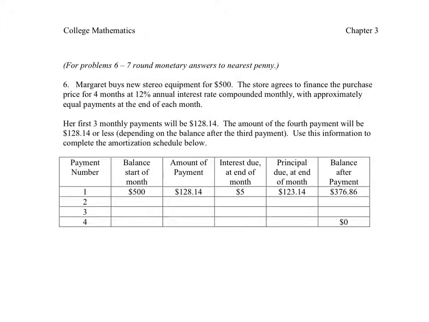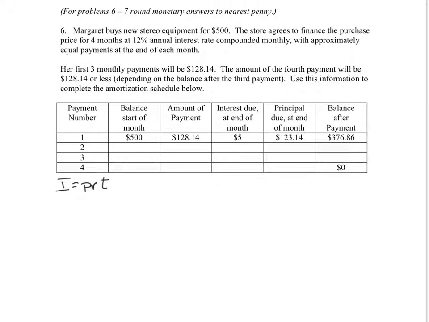It's all based on this little formula we used earlier in Chapter 3. I equals P times R times T. So let me show you, since this first line is already filled out, where these numbers came from. At the start of the month, she owes $500. We know that she's been told the amount of her payment will be $128.14. Now, you probably wonder, how do you know $5 is interest?